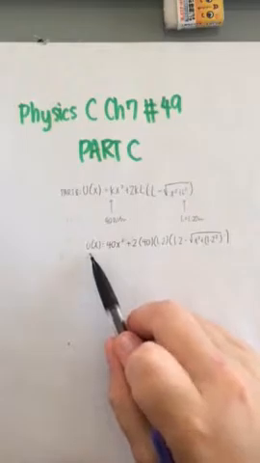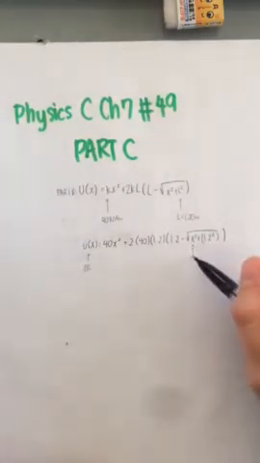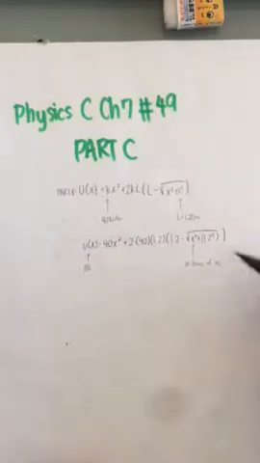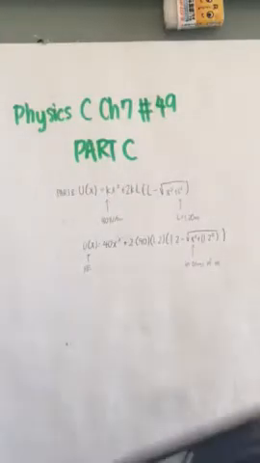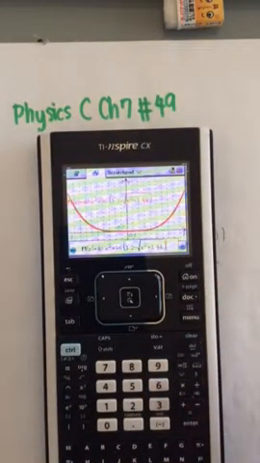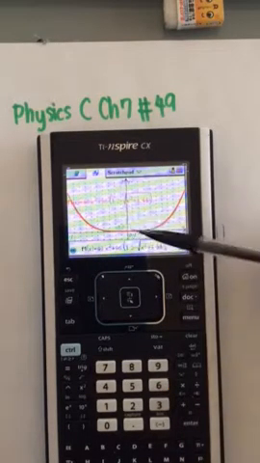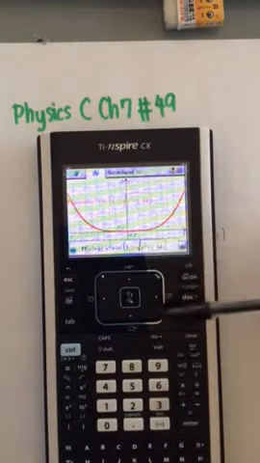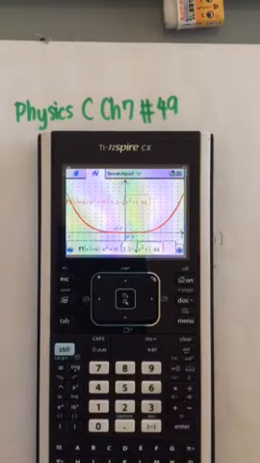This is our potential energy in terms of meters. So I plugged it into my calculator. This is my formula right here, and this is x. This is potential energy in the y direction. And this is what you're going to get for your graph. Congratulations, you're done with part C.